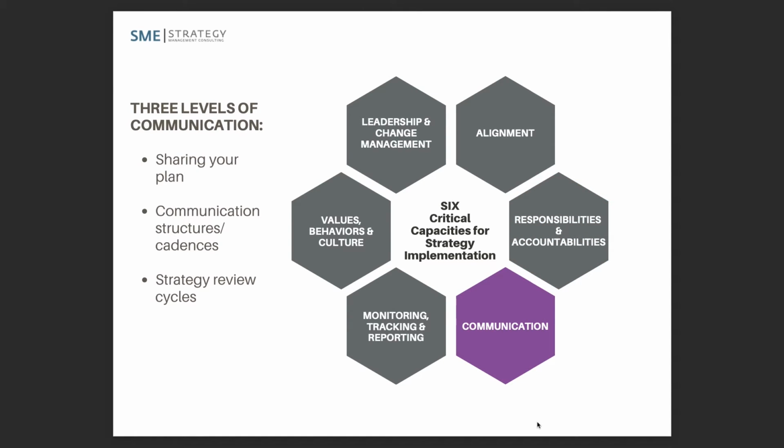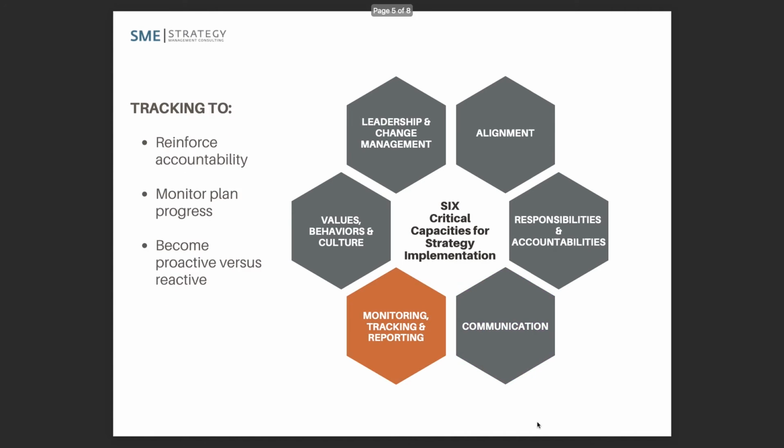The third critical capacity that we cover is the 3 levels of communication. So sharing your plan within your organization, creating communication structures and cadences, so making sure that you're staying on top of your plan on a regular basis and at regular intervals, as well as consistent strategy review cycles. Gone are the days that you could do a strategic plan on its own, set it and forget it for 3 years. Now you really need quarterly reviews of your strategic plan to make sure that you're on track, that your goals, priorities, and action items are relevant, and that everybody knows what they are in the right amount of time. And finally is tracking.